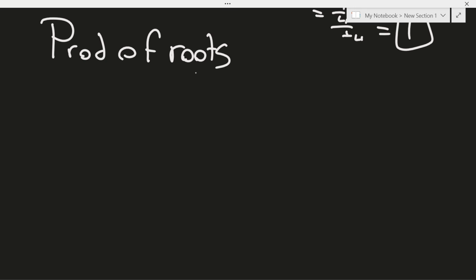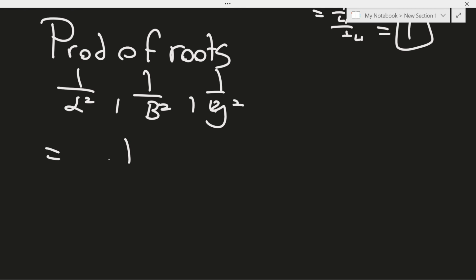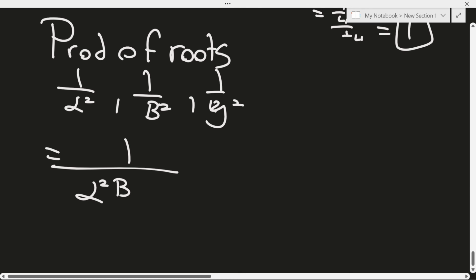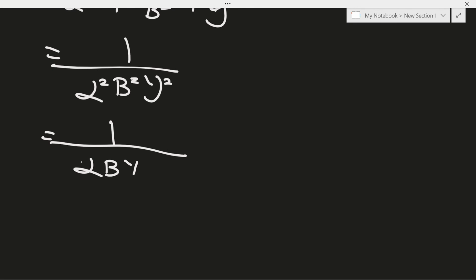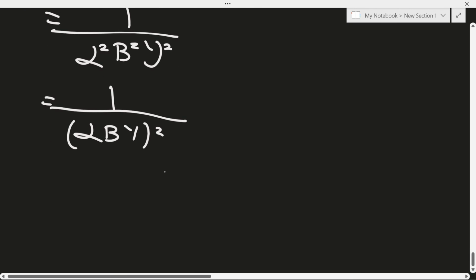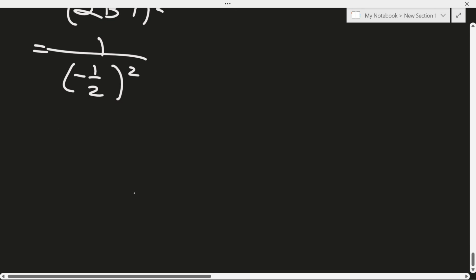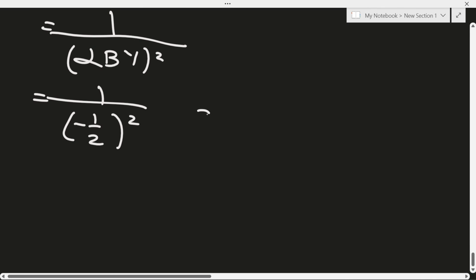So now we want to find the product of the roots. So the product of 1 over alpha squared, 1 over beta squared, and 1 over gamma squared is equal to 1 over alpha squared, beta squared, gamma squared. And we know from earlier that this is equal to 1 over alpha, beta, gamma all squared. And we know that alpha, beta, gamma is 1 over negative a half squared. And this is equal to 1 over a quarter.